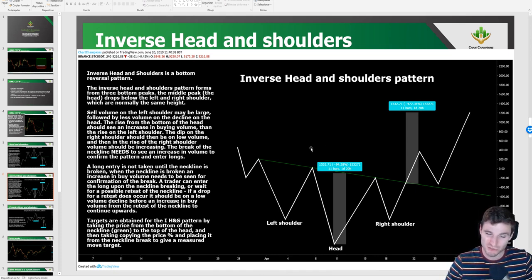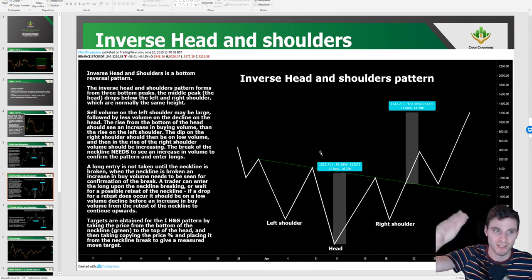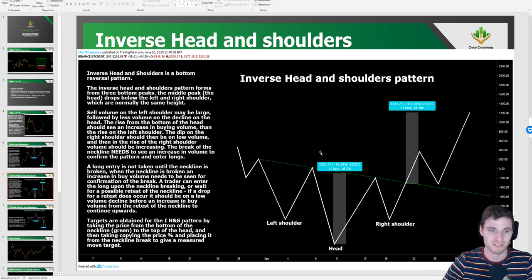So the inverse head and shoulders is a bottoming pattern. You should see this after, say, a massive sell-off, and then you form your bottoming head and shoulders pattern, and then you rise. Okay, so this is a bottoming pattern. It's not something that you should see after a thousand-dollar move up, and then you form a consolidation inverse head and shoulders. It's not really meant for that. It's more for a bottoming pattern.